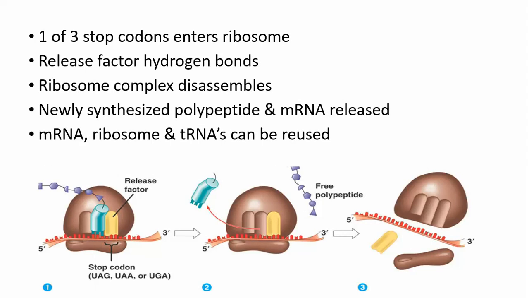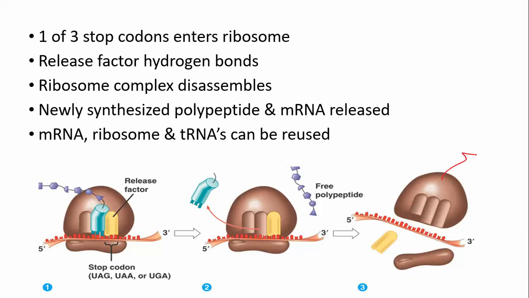And then finally, you get to termination. At the end of translation, what's going to happen is you get to a stop codon. Well, the only thing that matches a stop codon is this release factor. The release factor, when it binds, has no amino acid attached to it. There is nothing for the ribosome to attach that polypeptide chain to. And so when that release factor binds, it triggers the dissociation or disassembling of the ribosome. So that whole complex just kind of falls apart.